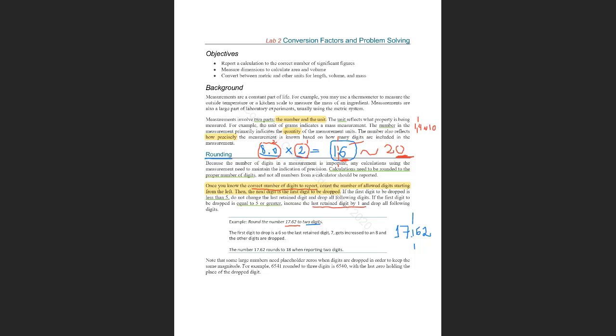And then we look at the number to the right of that line. We have a 6. It's 5 or greater. That means I have to increase the 7 by 1. So I rounded to 18. Any questions there?